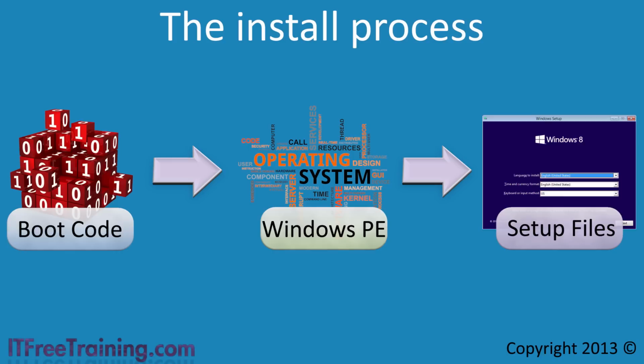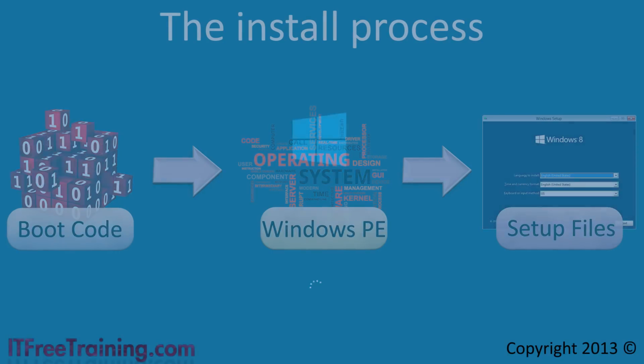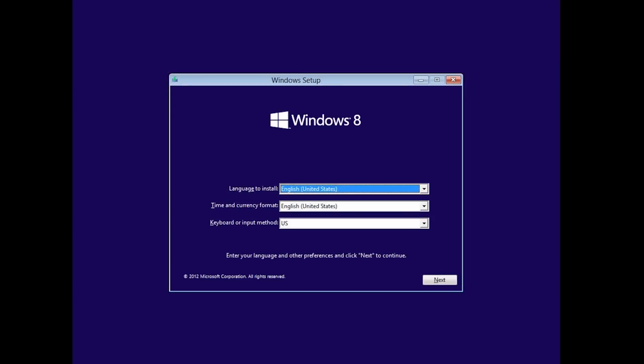So to start with, let's go with the easiest install of them all, installing Windows 8 from the DVD. I have placed a Windows 8 setup DVD in this computer and started it up. The first step in the install process is Windows PE, which is loaded from the DVD. Windows PE can be loaded from the DVD into memory and run. Once Windows PE is loaded, setup will be run.